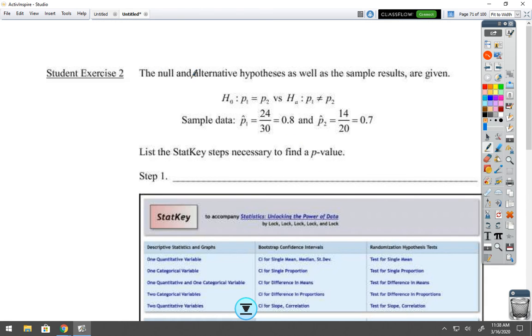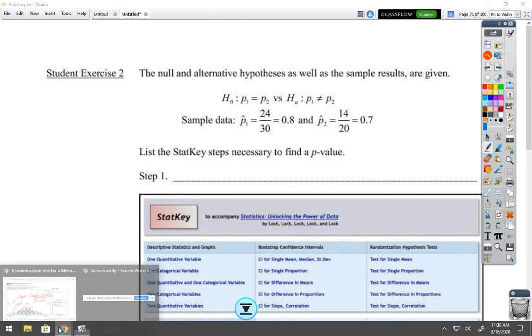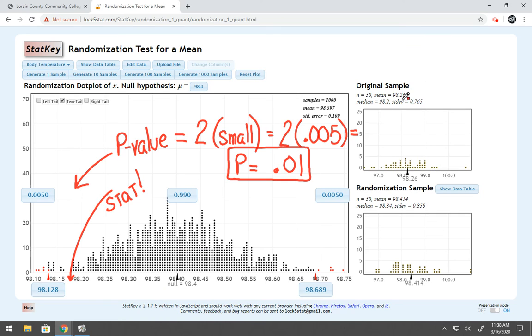In StatKey, it says the null and alternative hypotheses and samplings are given. So we're given a value of p-hat 1 is 24 over 30, which is 0.8, and the other one is 14 over 20, which is 0.7. So I'm going to show you how to make that change. So this is two proportions. We're going to go back to StatKey.